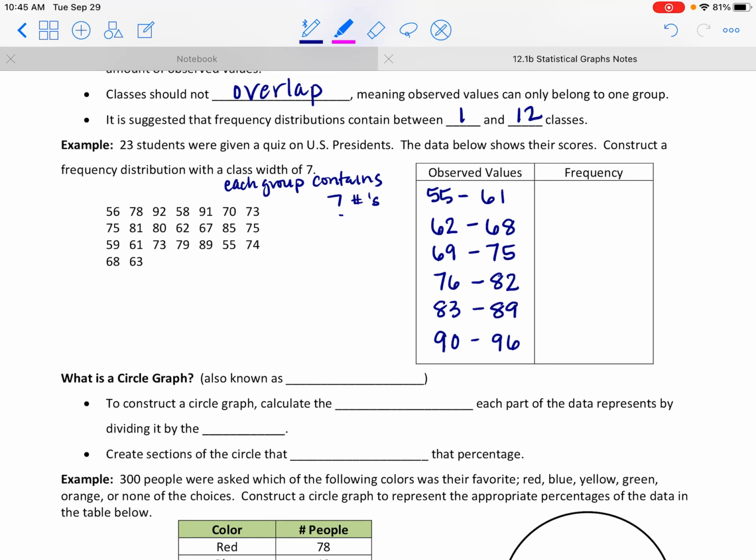I'm going to highlight all the ones that are 55 to 60. So 55 to 60, that would be 56, 58, 55, and we're going to 61, sorry, so let's count the 61. And I believe that's it. So we have 4 different observed values, 4 different quiz scores, a frequency of 4 in that group. So 4 quiz scores are in the 55 to 61 range.